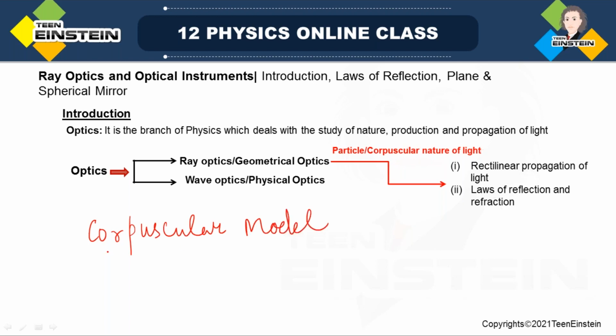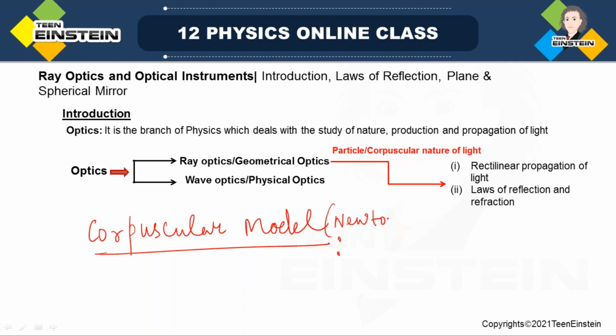Corpuscular model. Actually, this model was later given in a modified form, on the basis of experimental evidence, by Newton. First, the corpuscular nature of light was talked about in the corpuscular model by Descartes.